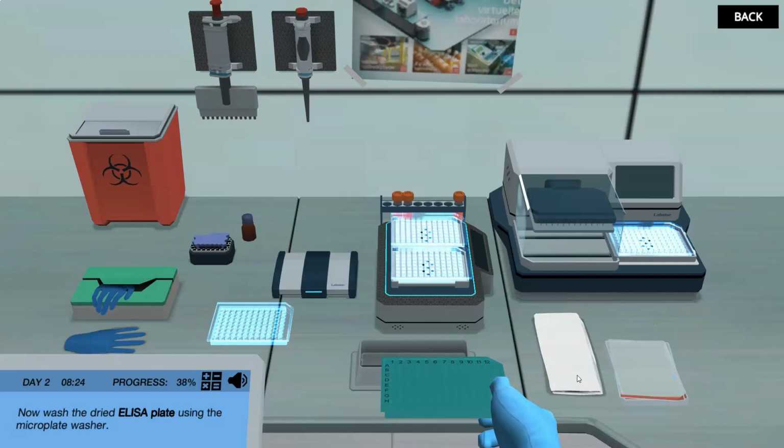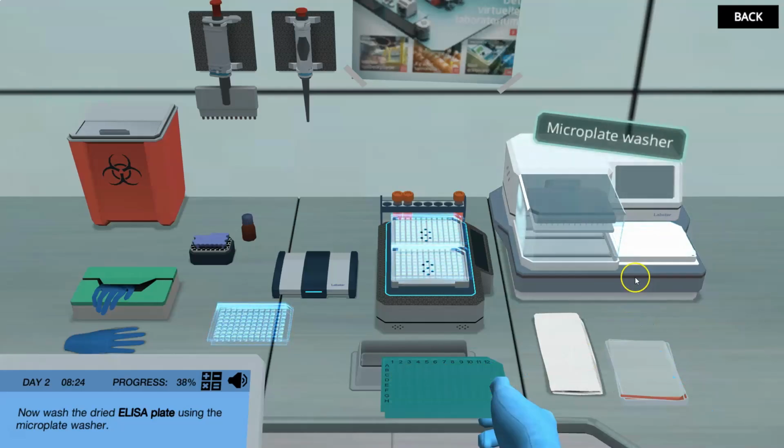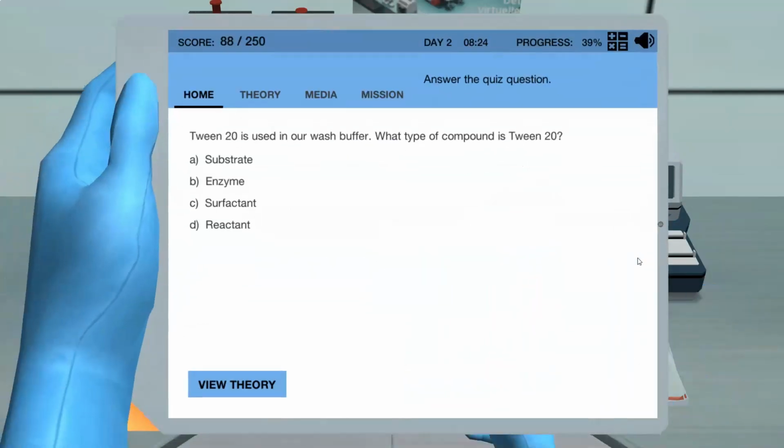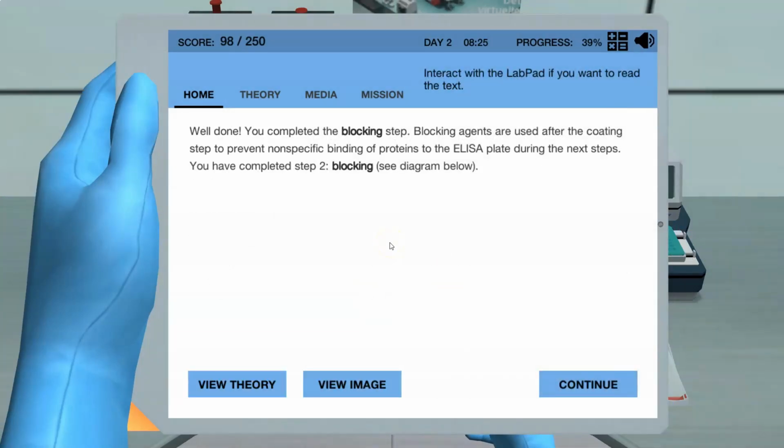Now wash the dried ELISA plate using the microplate washer. Tween 20 is used in our wash buffer. What type of compound is Tween 20? Well done. You completed the blocking step. Blocking agents are used after the coating step to prevent nonspecific binding of proteins to the ELISA plate during the next steps. You have completed step 2, blocking.